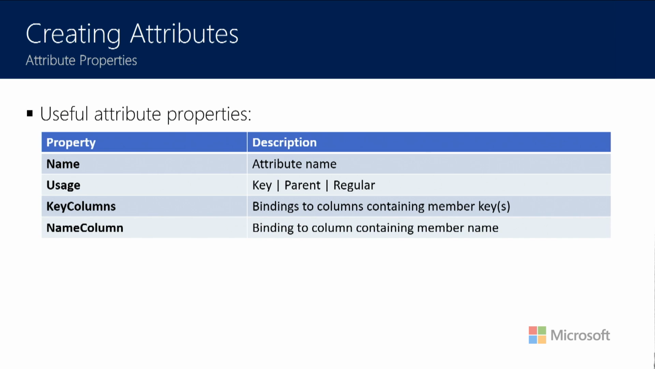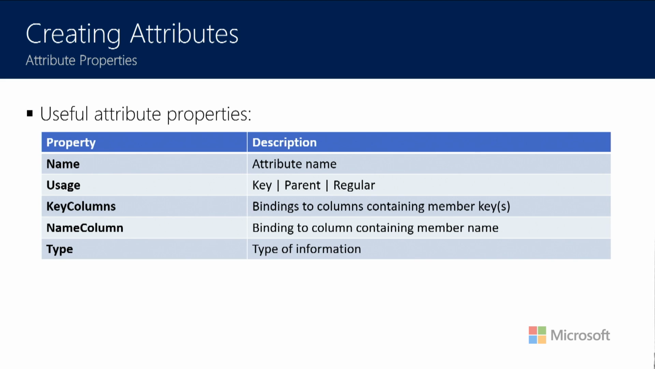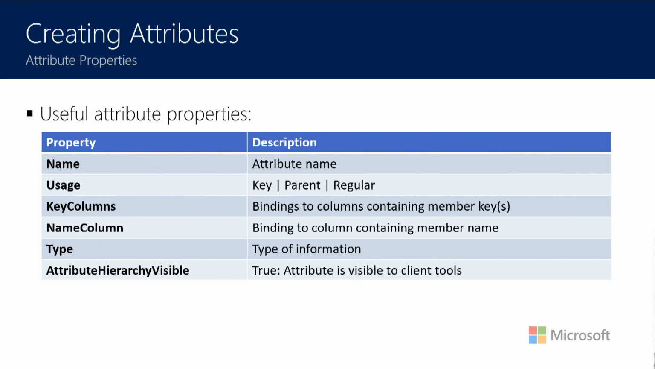The next property is the name column, and it allows you to determine what the caption is for the member name that the users will see when browsing the hierarchy. Now, this can be left unset if your key columns uses a single column, in which case that column will also be used to deliver the name of your member. If you have multiple key columns, then you must specify a single name column that will be used to define the name of the members of your hierarchy. Next, we have the type for the attribute itself. And we saw earlier in the previous topic that dimensions have a type, and attributes also have a type, allowing you to define the nature of the data that they present.